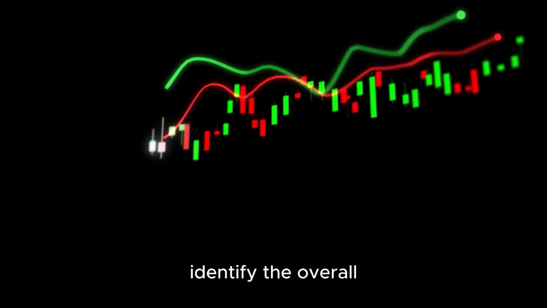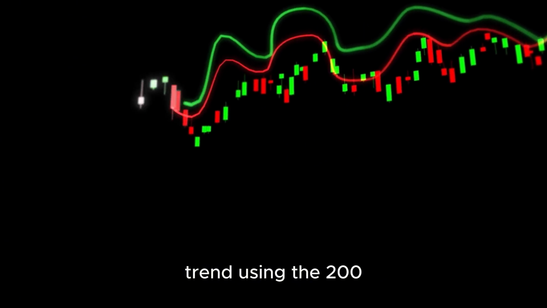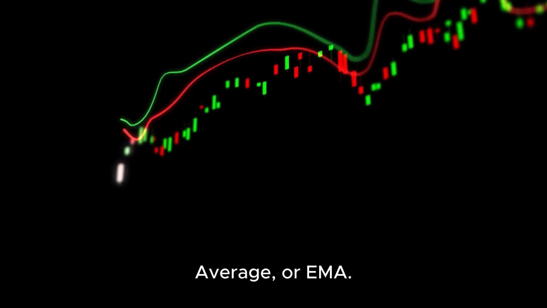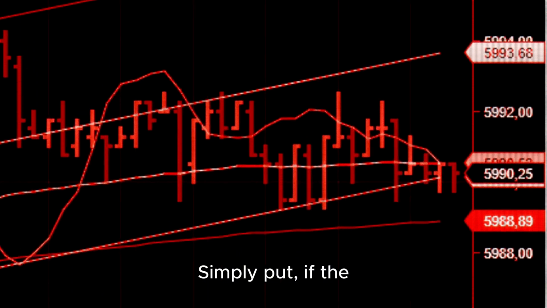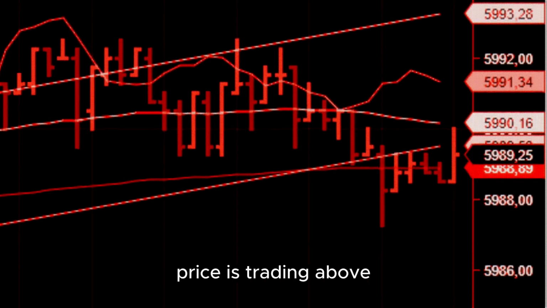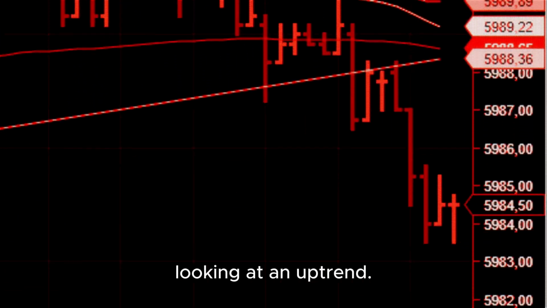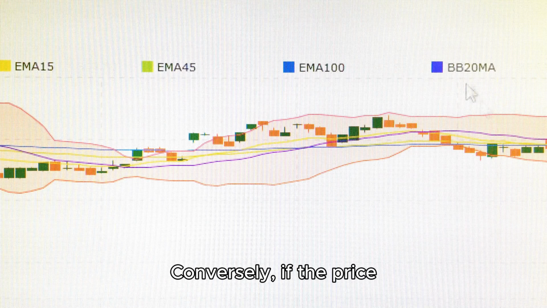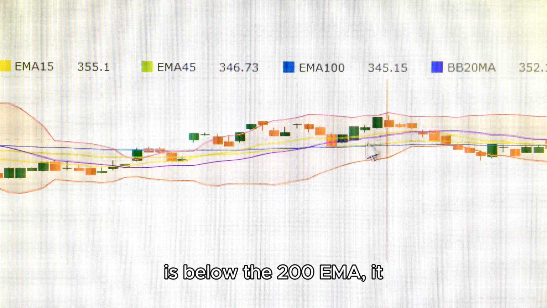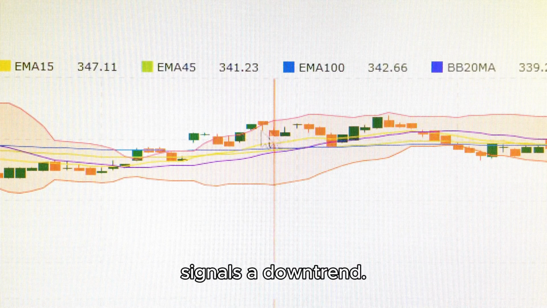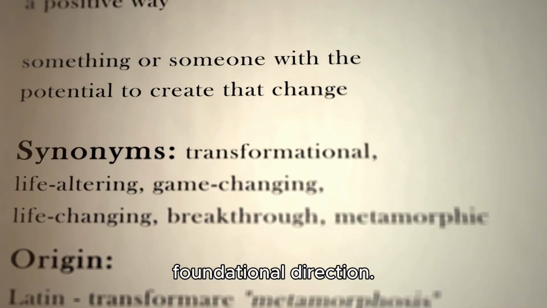Let's dive in. Our first step is to identify the overall trend using the 200 exponential moving average, or EMA. Simply put, if the price is trading above the 200 EMA, we're looking at an uptrend. Conversely, if the price is below the 200 EMA, it signals a downtrend. This gives us our foundational direction.